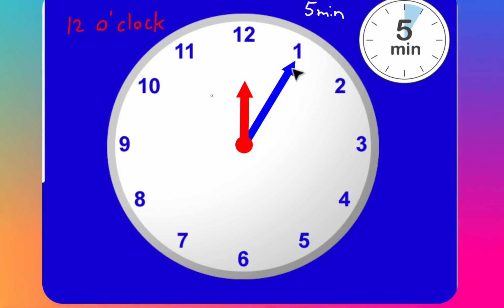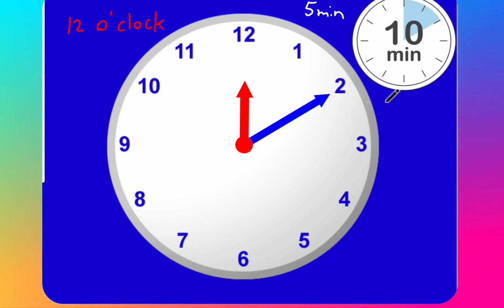Let's continue the pattern. When I move my big hand to 2, the minutes equal 10 minutes. So 10 minutes have gone by in the hour of 12. And we can write that in digital form as 12:10.